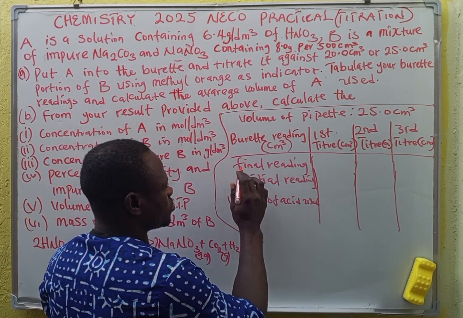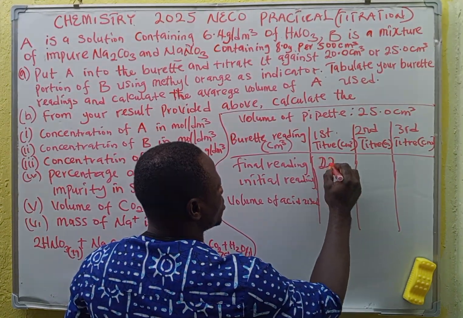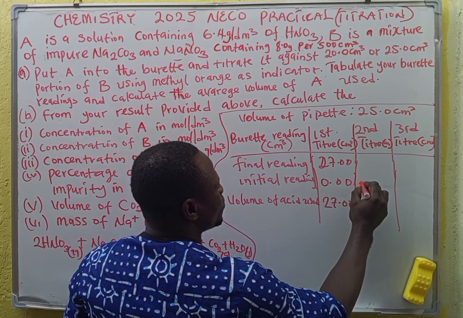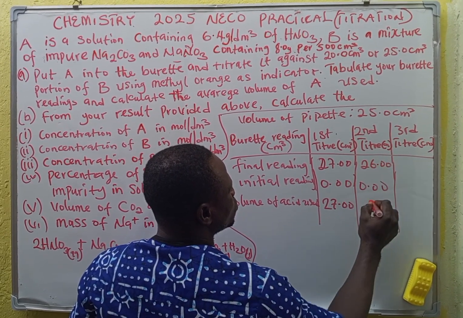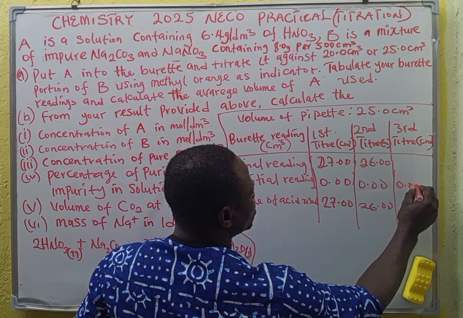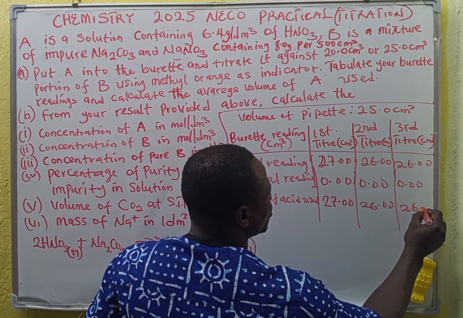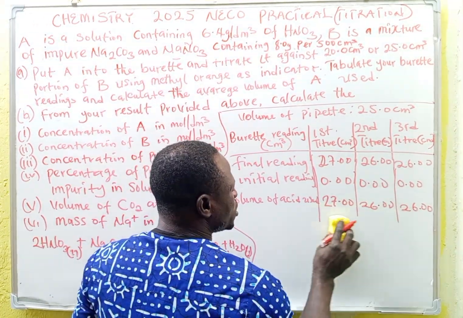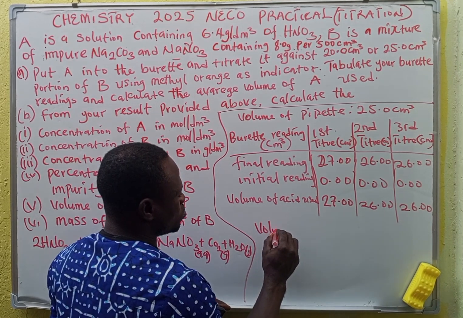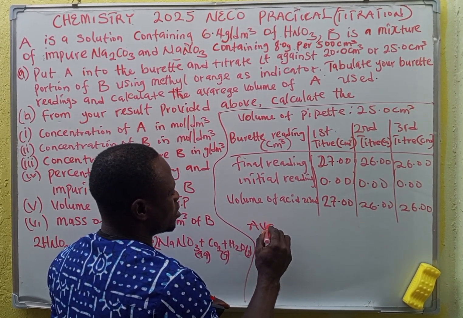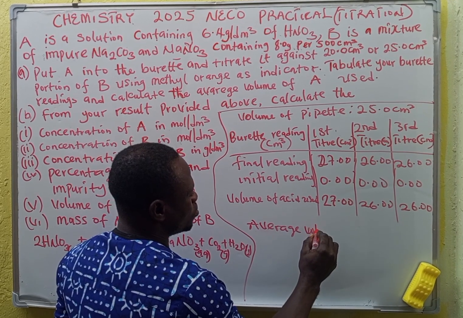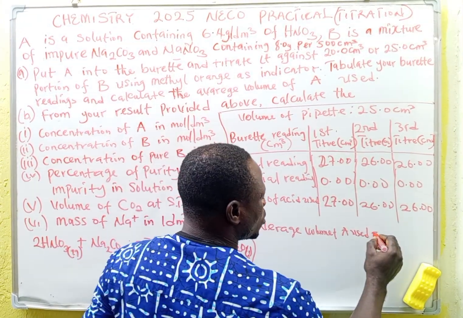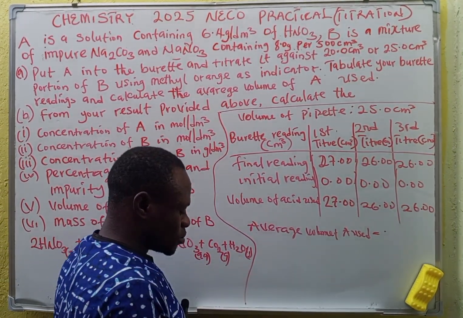So here, final reading. We have final as 27.00. Initial is 0.00. Final is 27.00. Here we have 0.00, 26.00, 26.00. 0.00, 26.00 and 26.00. That is how your table should look like in the coming NECO. So the next thing you are going to do is the average volume of acid. Calculate the average volume of A used. Average volume of A used is equals to, you have to look at one thing.